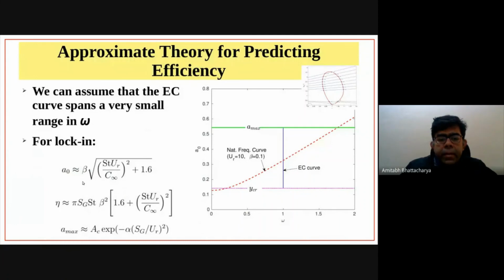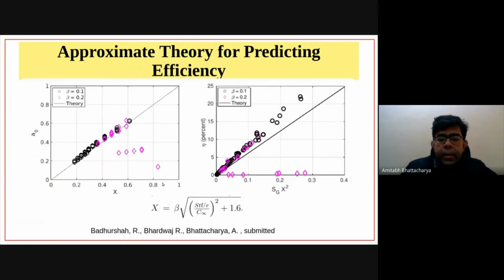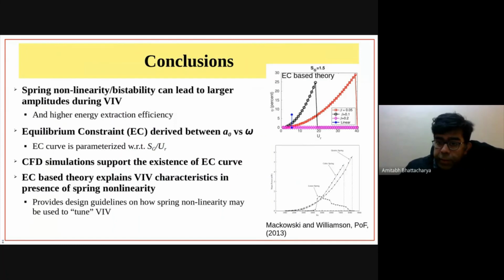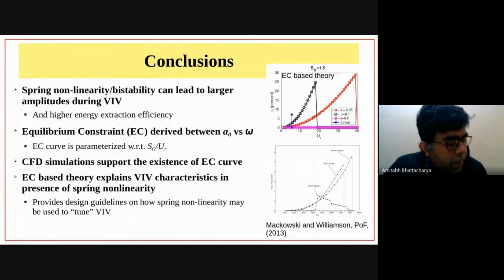And we again simplified our theory a bit, and we came up with very nice analytical expressions for the energy extraction efficiency and the amplitude of oscillation in the presence of bistable springs. Okay, and we showed that there was a pretty decent match between the theory and the CFD simulations over a wide range of beta and reduced velocities. Okay, so I'm going to end here because we are basically out of time.